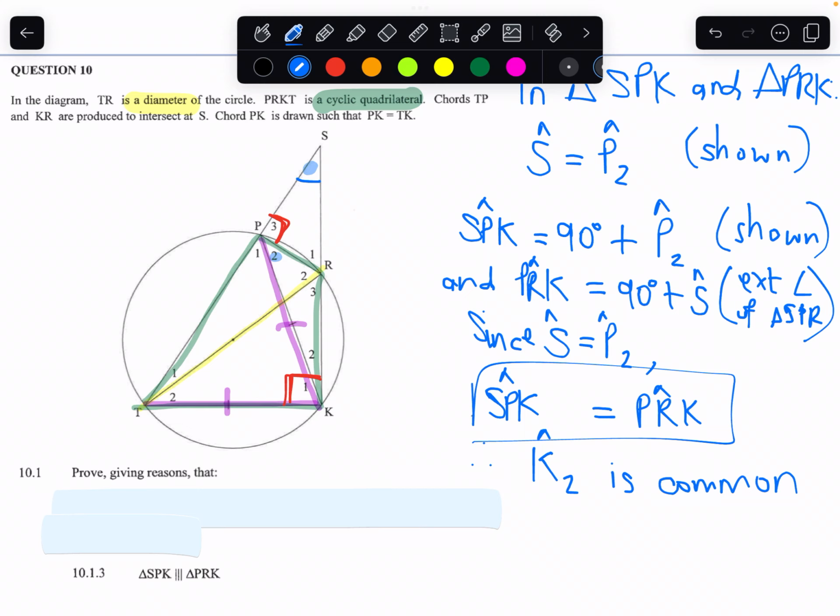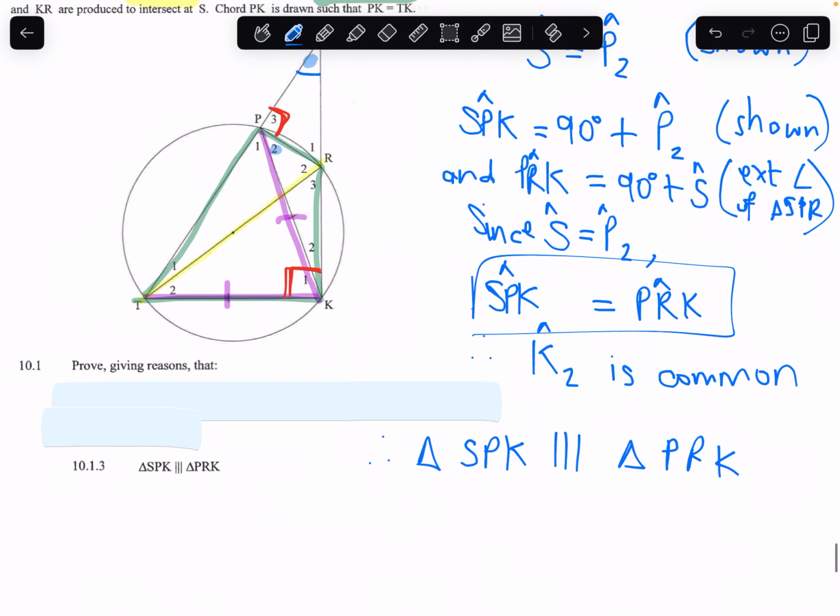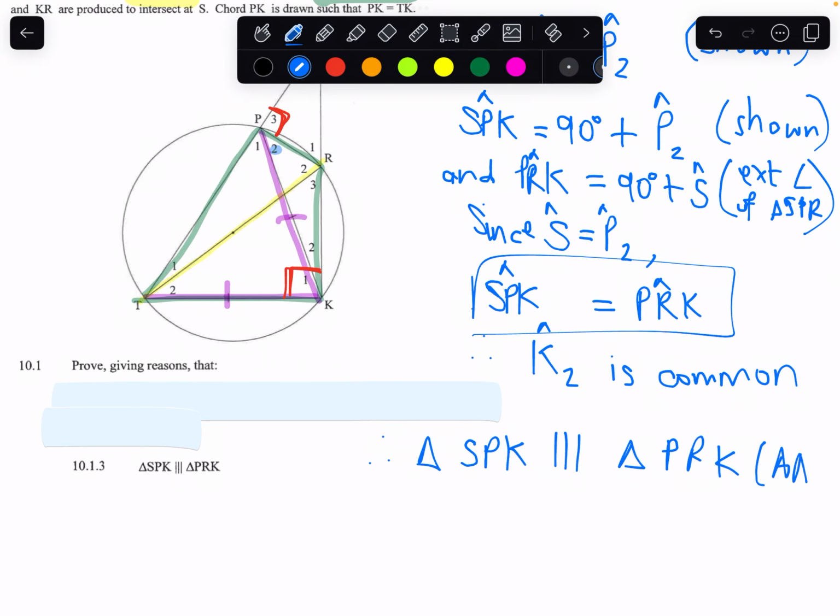We could have used that as our last angle, right? If you can just show that angle 1 in triangle A is equal to angle 1 in triangle B, and angle 2 in triangle A is equal to angle 2 in triangle B, then angle 3 of both triangles must be equal because of the angle sum in a triangle. But anyway, always good to make things harder for ourselves sometimes. And so therefore we conclude that triangle SPK is similar to triangle PRK, and the reason there is angle.